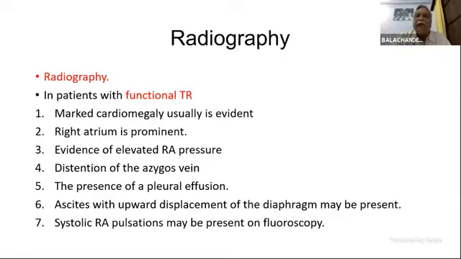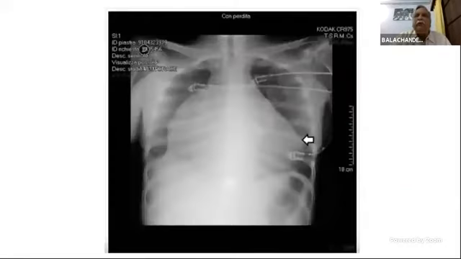Next one, this is the characteristic X-ray picture of marked RA dilatation. Just like pericardial effusion, this will resemble. There are only differential diagnosis of endomyocardial fibrosis, severe MS with TR or low pressure TR. Next slide.